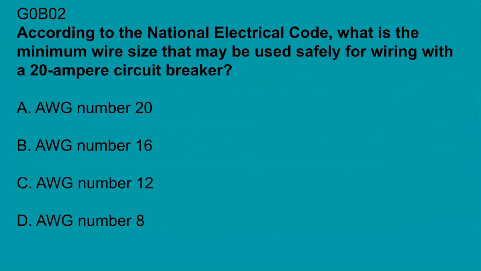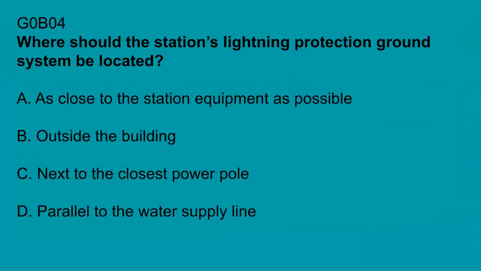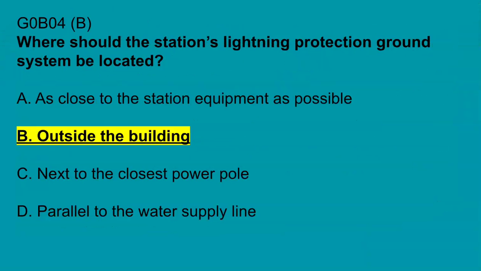G0B02, according to the National Electrical Code, what is the minimum wire size that may be used safely for wiring with a 20 ampere circuit breaker? That's AWG number 12. G0B03, what size of fuse or circuit breaker would be appropriate to use with a circuit that uses AWG number 14 wiring? It's going to be 15 amperes. G0B04, where should the station's lightning protection ground system be located? Outside the building.